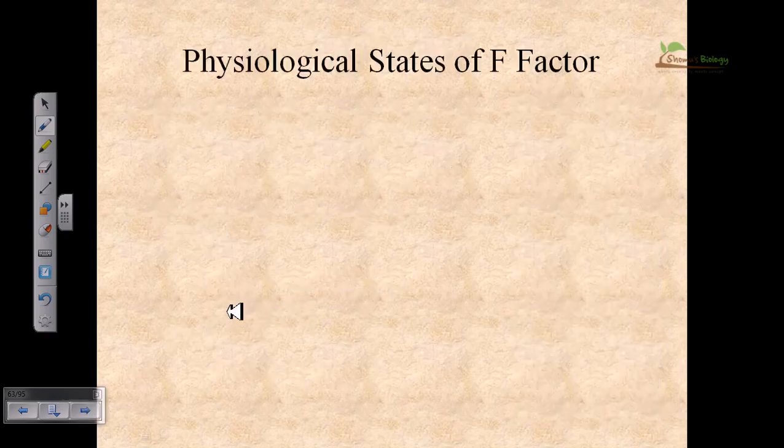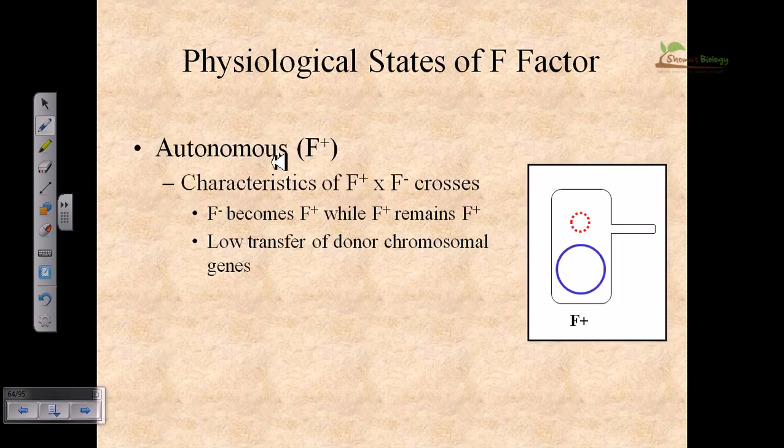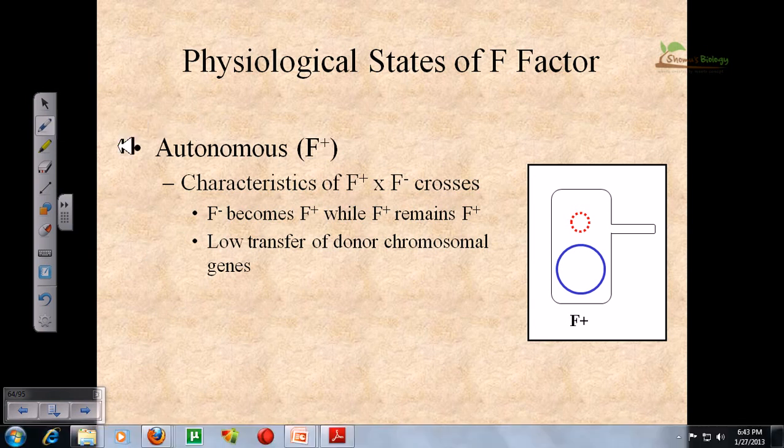Now let us move on to the physiological states of the F factor and the different types of F factors. The first one is what we call the autonomous F factor, or F plus factor. If we look at this picture, the characteristic of this autonomous factor, F plus, is that it has this extra chromosomal DNA, which carries all the fertility factors, contains the origin of transfer, and also has the important regions which can be transferred from this donor cell into a recipient cell.